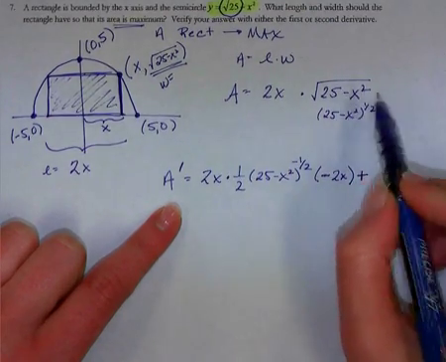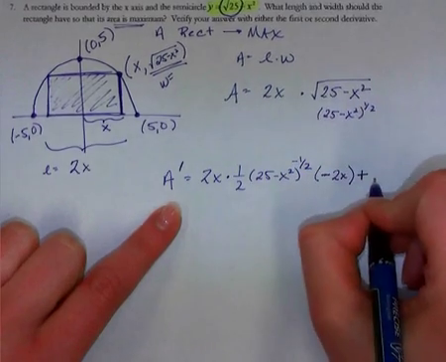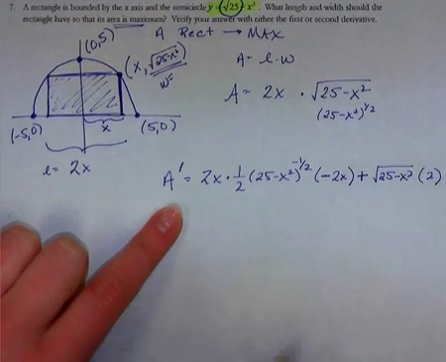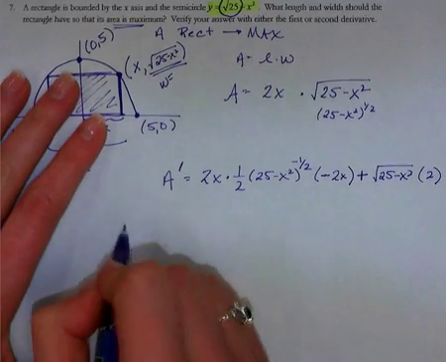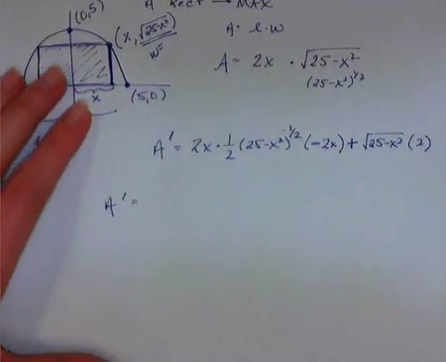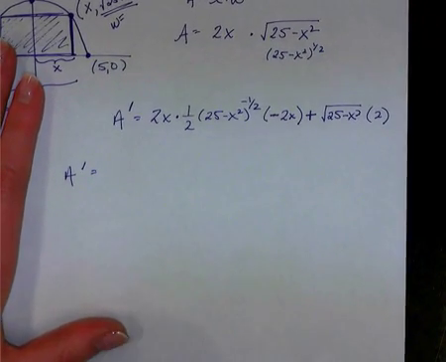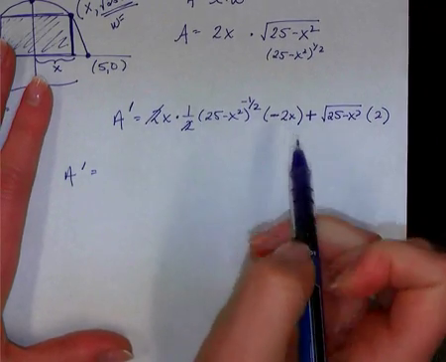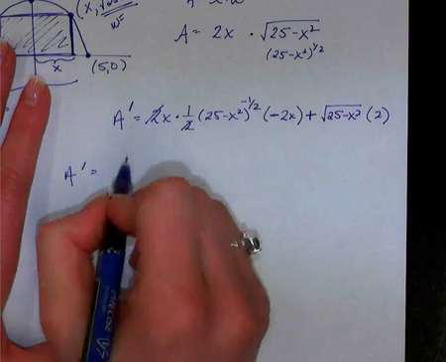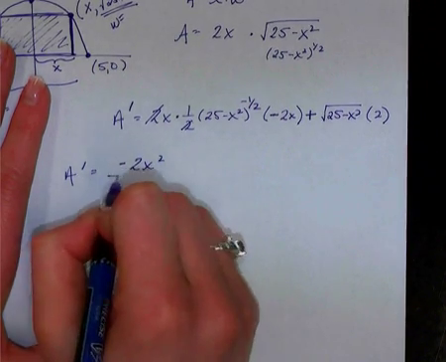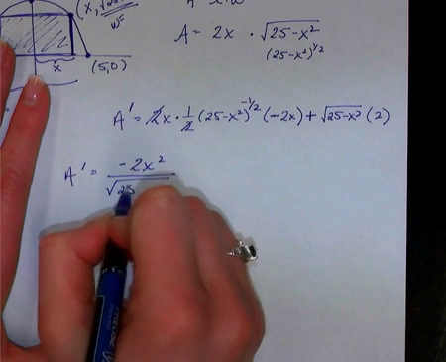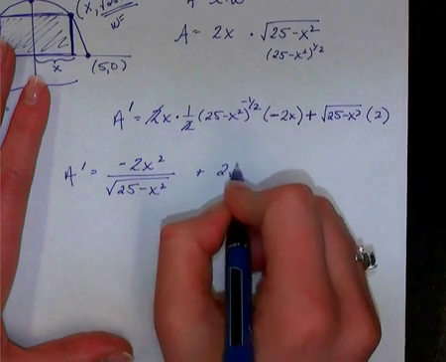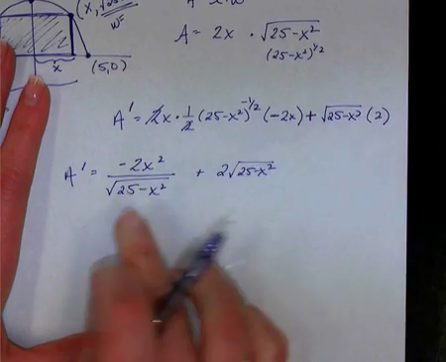Plus, so we have hi d ho plus ho d hi. So now I have the square root of 25 minus x squared times 2. Okay? So let's try to clean this up a little bit. A prime is then, let's see here, equal to, if I can simplify this a little bit, that and that cancel, so I've got negative 2x squared divided by the square root of 25 minus x squared, and then I have plus 2 square root 25 minus x squared. So there's my derivative.